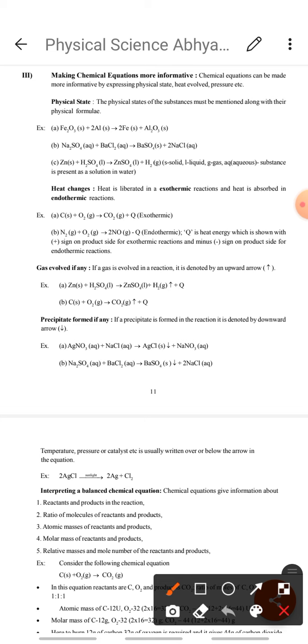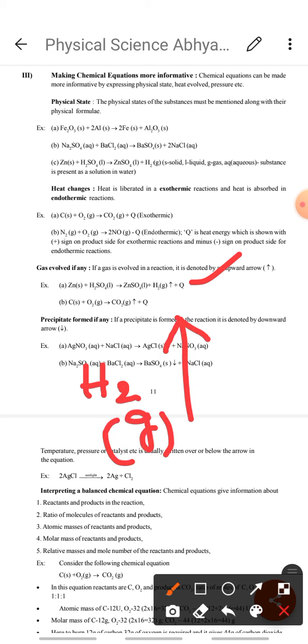Next one is gas evolved. Zinc plus sulfuric acid gives zinc sulfate plus hydrogen gas. So in the reaction, the hydrogen gas is liberated, which is represented with an arrow mark, an upward arrow. The upward arrow indicates the liberation of gas. And also in the second example, carbon plus oxygen gives carbon dioxide. Carbon dioxide gas is liberated here.